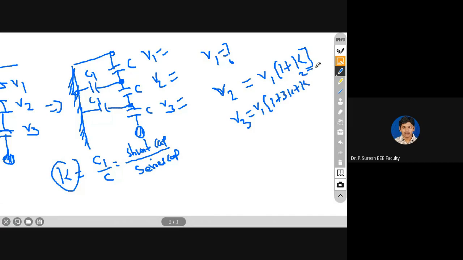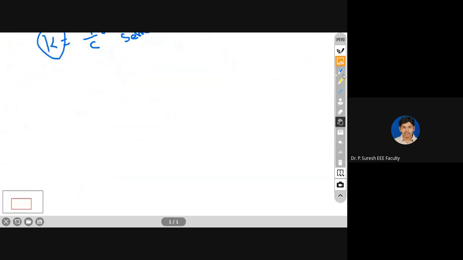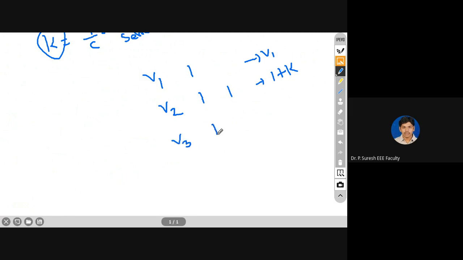So we have one shortcut to calculate all the voltage across each disc, and I will tell you that formula. Let us take V1 is 1. V2 is nothing but 1 1, so 1 plus k, with V1 only. And V3 is nothing but 1 plus 3k plus 1. See here, how to calculate these formulas: the first column is always 1.